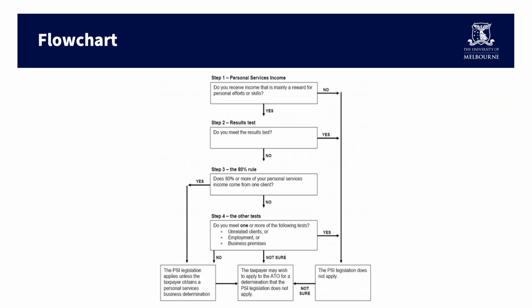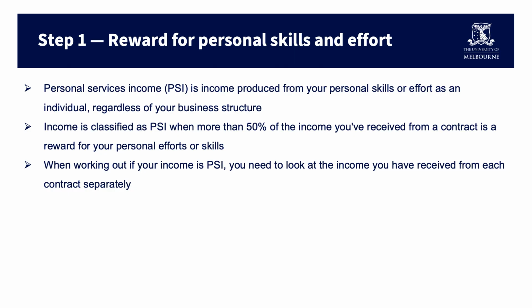This is the flow chart that goes around whether you are in the PSI regime or not. I will explain the steps and what the words actually mean. You can use this to determine whether you are in the PSI regime, which means you are in the same position as an employee, or you are out of the PSI regime, which means you are running a bona fide business.